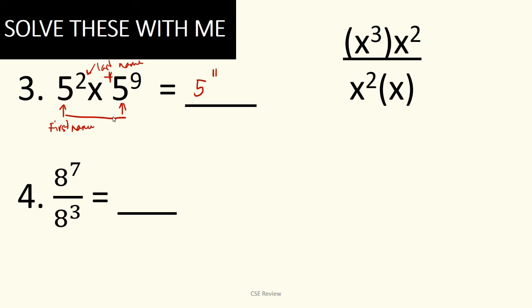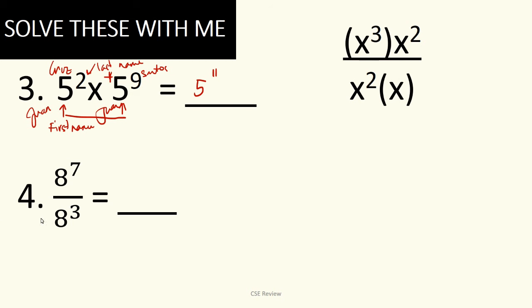The concept here is if, for example, may pinapakilala ka si Juan Cruz at si Juan Santos, para makatipid ng oras, sabihin natin na, oh, ito sila Juan Cruz at Santos. So, yung 1, kinopya pa rin, kasi yun yung pareho, and then, i-add mo lang yung apelido. 5 raised to 11. Sa division, kabaliktaran.